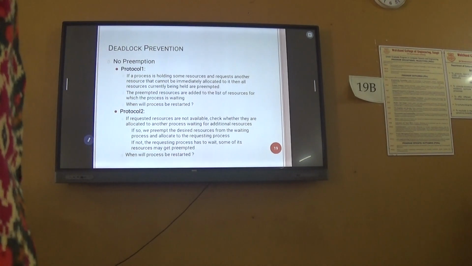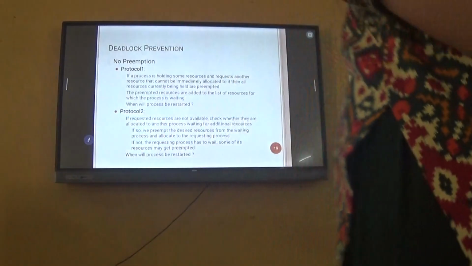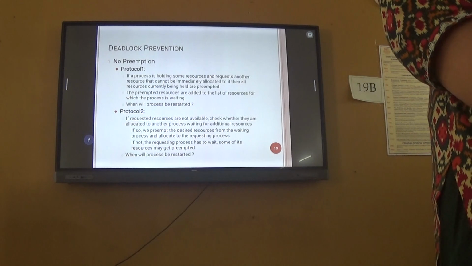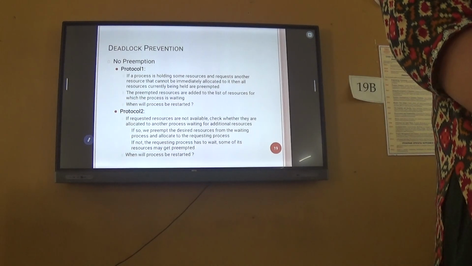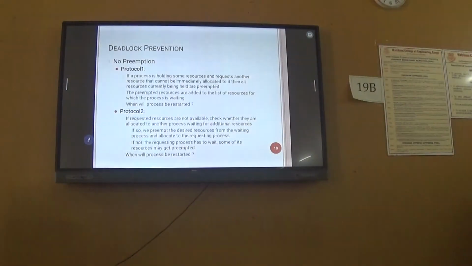Please read protocol 1. If a process is holding some resources and requests another resource that cannot be immediately allocated to it, then all resources currently being held are preempted. Okay, so what is the protocol 1?